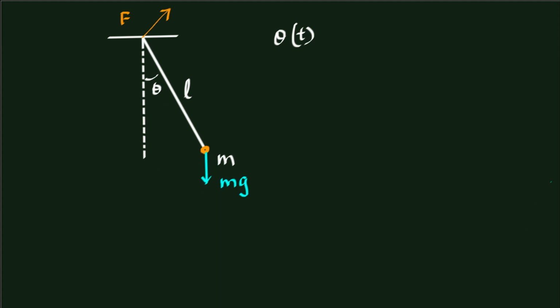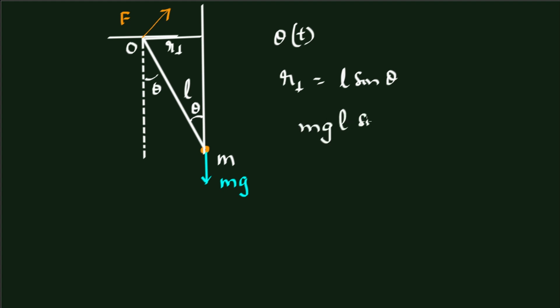And of course, we have good old mg acting downwards. Now if I take the torques about the pivot, which is O, the torque of F is 0 because it passes through that. And how do I find the torque of mg? That's very simple. We follow this procedure where we take the line of action of the force and multiply the force by the perpendicular distance to the line of action. The perpendicular distance, we'll call it R perpendicular, is equal to L times sine of theta. This is also theta. So L sine theta. So the torque is mgL sine theta.